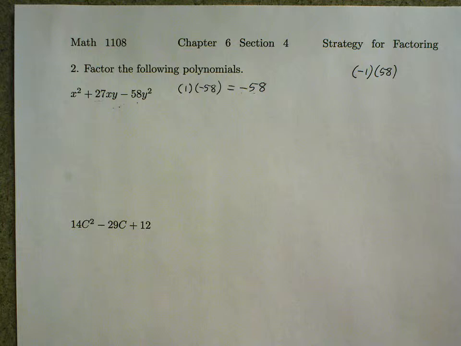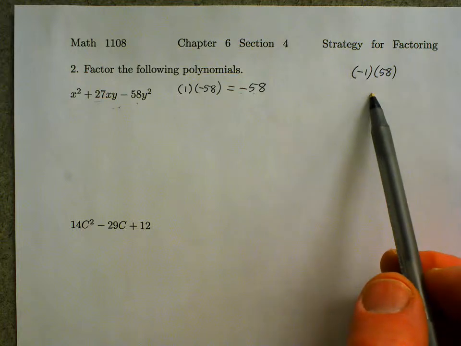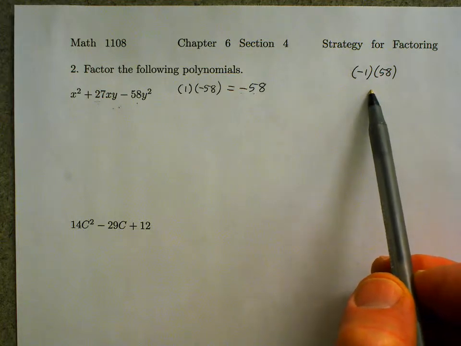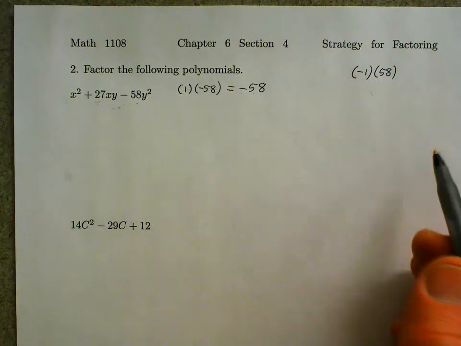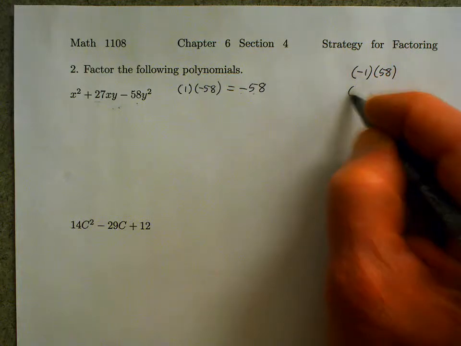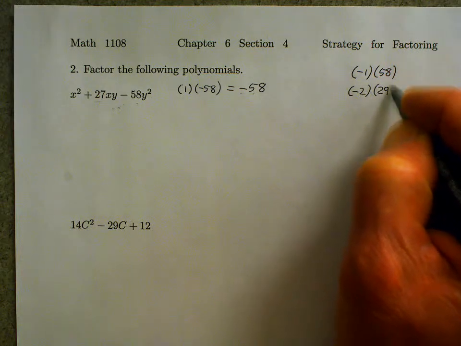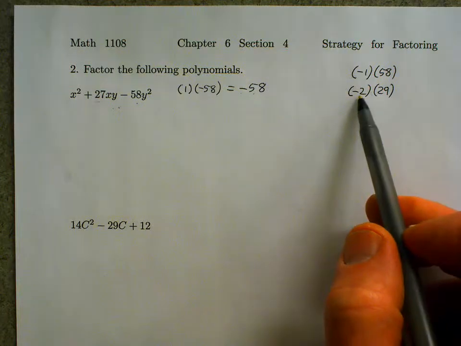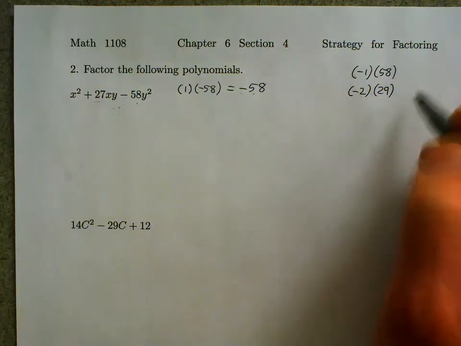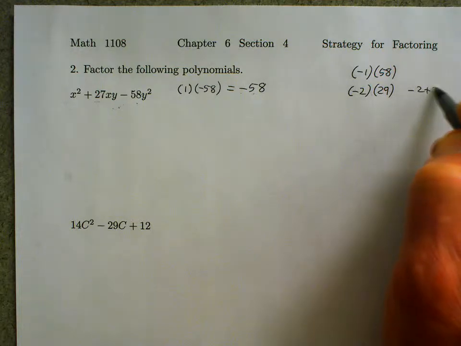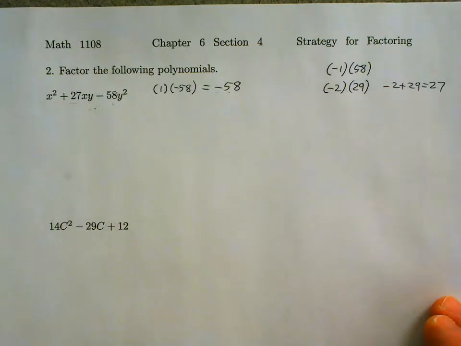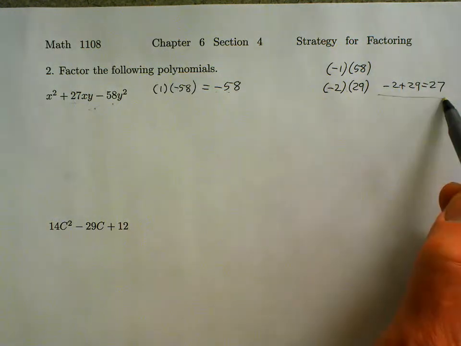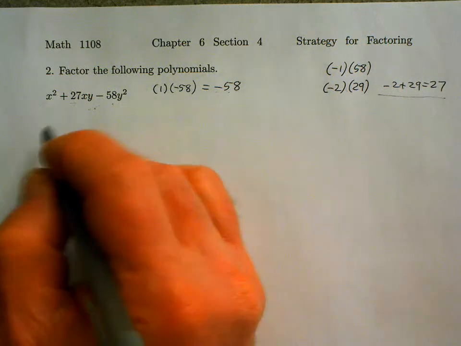So go ahead and type it in. The next pair of integers in our systematic approach. -2 and 29. That is correct. -2 and positive 29. The product is -58, and the sum is positive 27. So -2 and 29 are the two integers that we're looking for.